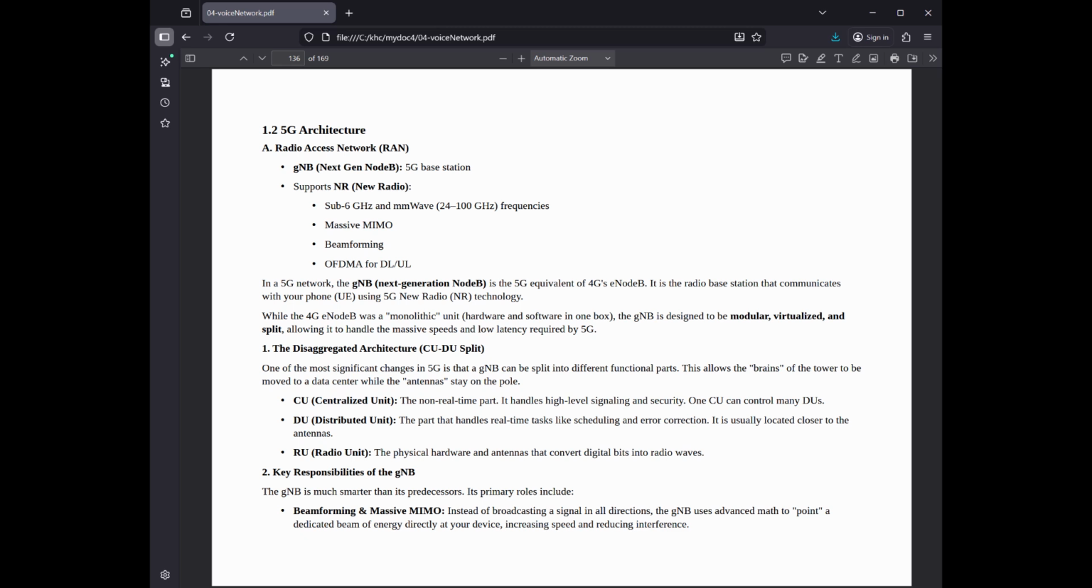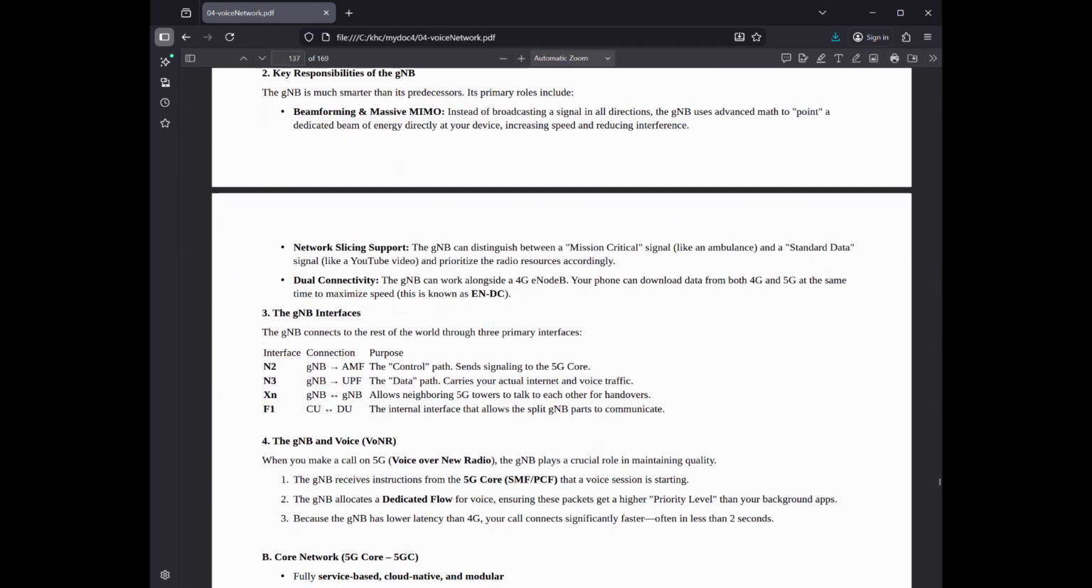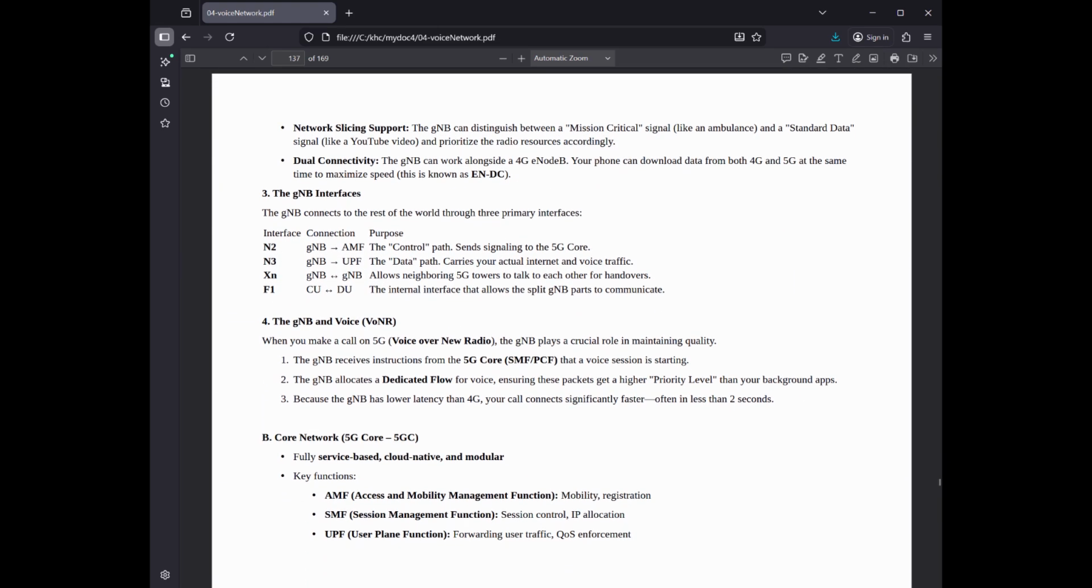2. Key responsibilities of the gNB. The gNB is much smarter than its predecessors. Its primary roles include beamforming and massive MIMO. Instead of broadcasting a signal in all directions, the gNB uses advanced math to point a dedicated beam of energy directly at your device, increasing speed and reducing interference. Network slicing support. The gNB can distinguish between a mission-critical signal, like an ambulance, and a standard data signal, like a YouTube video, and prioritize the radio resources accordingly.